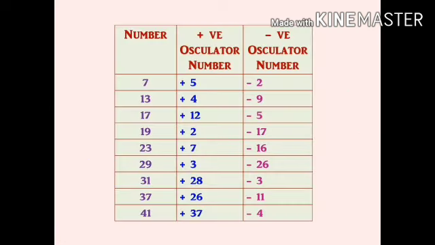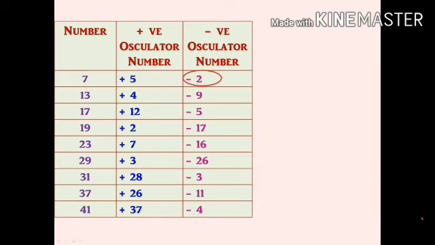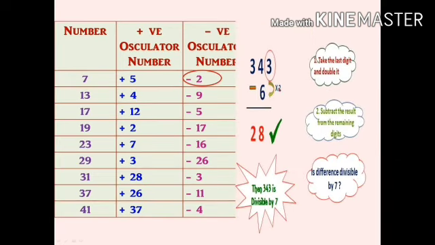So, here we have a list of prime numbers. Every number has a positive oscillator number and a negative oscillator number. So far, we have checked the divisibility rule of 7 using the negative oscillation method. What we have done for 7 is, first we take the last digit and double it, that is, multiply it by 2. That number is the oscillator number. Second, we subtract the result. That sign is negative. Since we have a negative sign, we subtract. So the negative oscillator number of 7 is 2. That's why we subtracted.